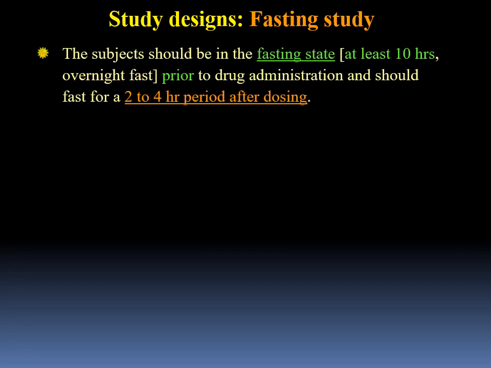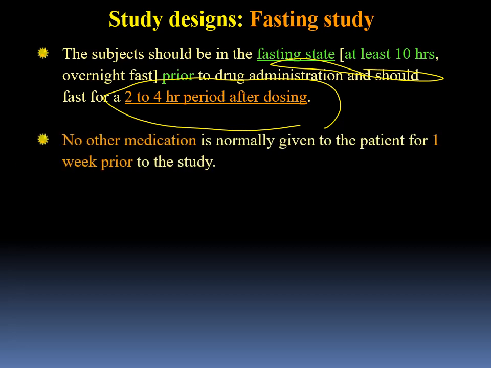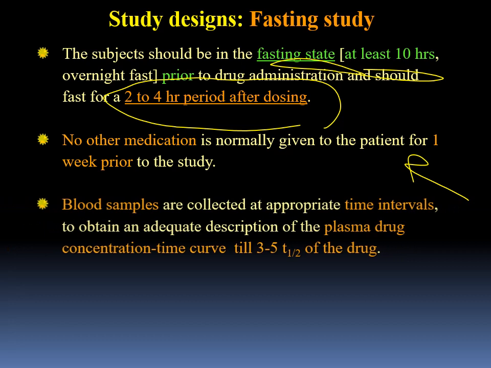The first type of the study design is the fasting study. In this case, the healthy volunteer should be fasting overnight, at least 10 hours before administration, and should remain fasting for 2 to 4 hours after administration. So fasting here is extended before and after administration. Before administration, at least 10 hours. After administration, 2 to 4 hours. The second point here, in all study designs, no other medication should be taken 1 week before the study, to avoid, of course, drug-drug interaction. And this point is not in fasting only, but also in food intervention and any other design.